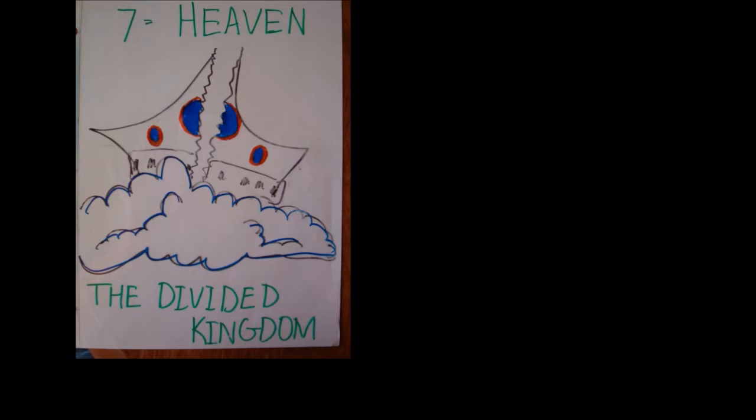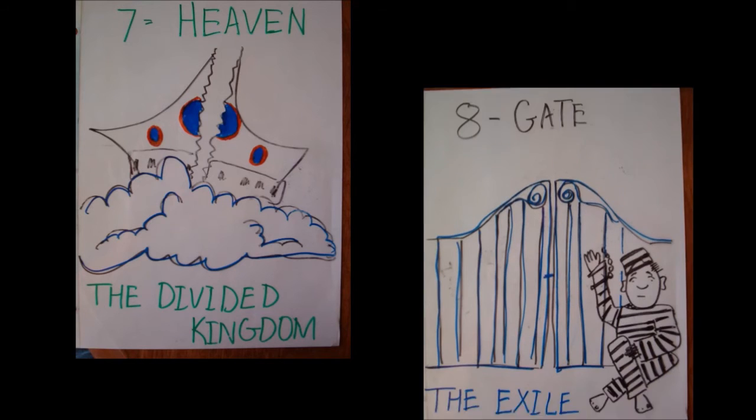Next we have 7, heaven. When I think of heaven, I draw what comes to mind as a cloud. This is a crown of a king that has been divided or cracked on this cloud, which reminds me of the divided kingdom between Israel and Judah. So Jeroboam and Rehoboam, there's the civil war, which begins the divided kingdom period of Old Testament history.